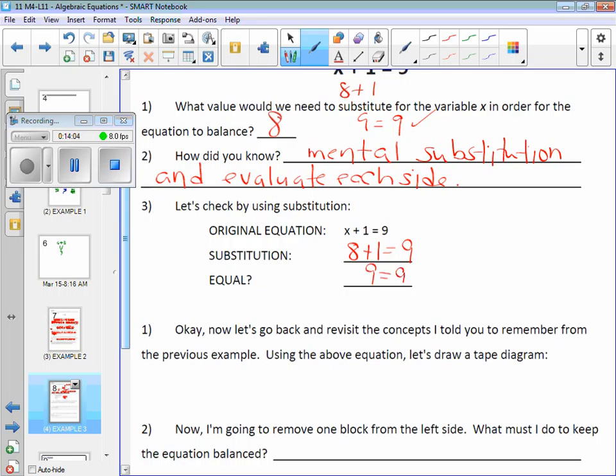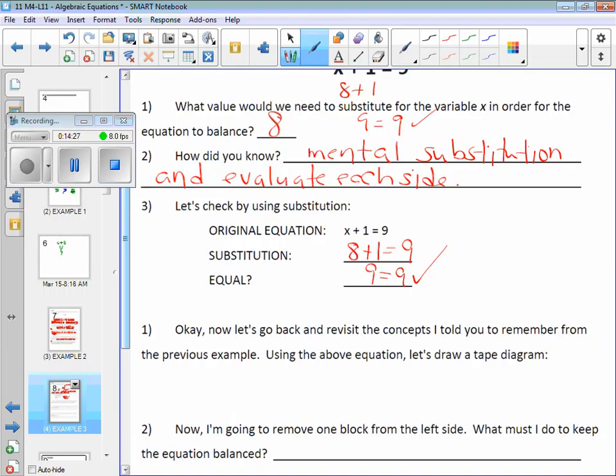This is what you want to get to. You want the quantities to be identical, left to right. You do that by simplifying whatever is on the left. If you can simplify it, put it in standard form, and then do the same thing on the right. And if those two quantities are identical, you have a balanced equation.